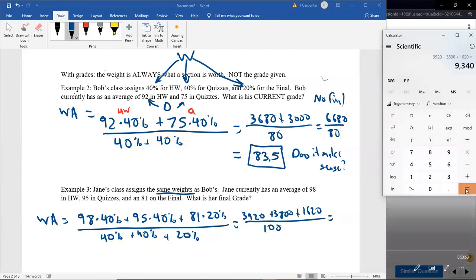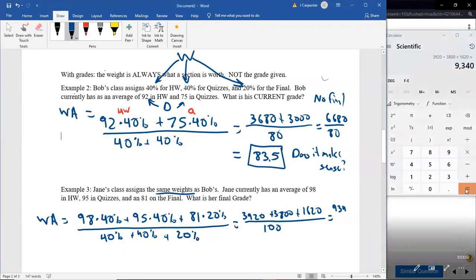All right, so when we add, we get 9,340. Then we're going to divide that by 100, which ends up being 93.4. Dividing by 100 just moves the decimal left twice. So that would be our final average.